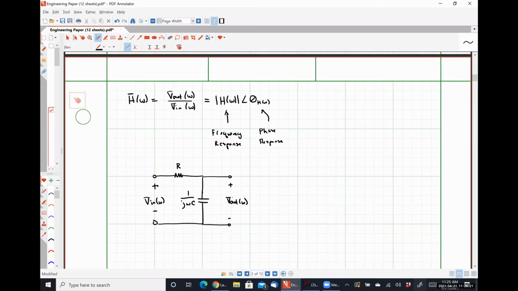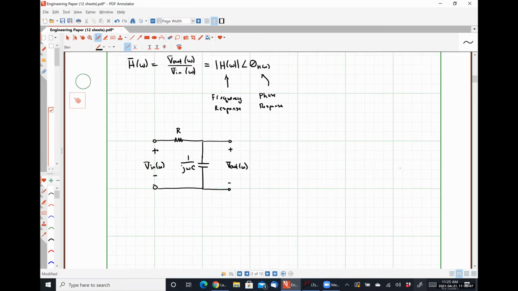What relates the quantity V out to the quantity V in? The quantity V out is going to be the voltage drop across the capacitor. Sure, so it would be voltage division. Absolutely right. The key to doing any of these frequency analyses of any of these filters is literally just going to be doing voltage division correctly and then algebra, okay?